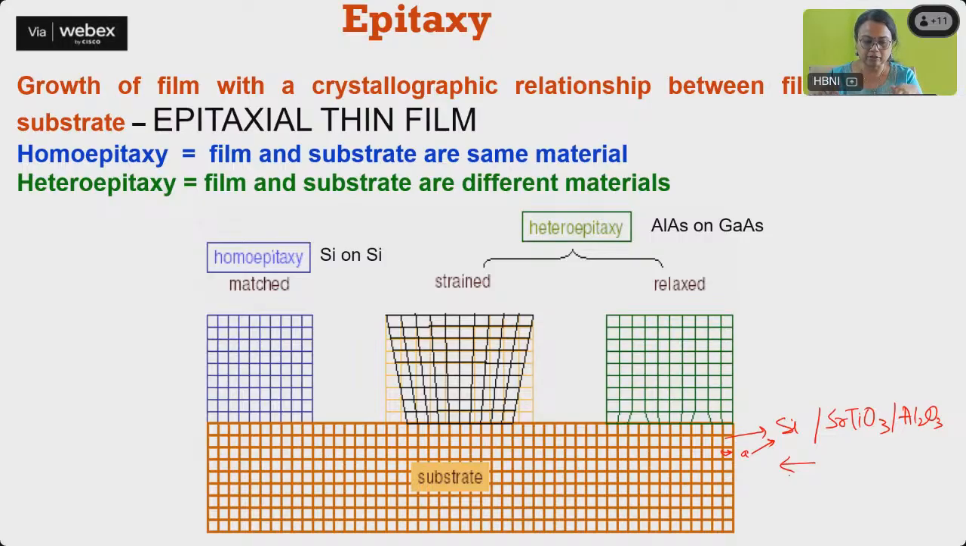Like if you remember, we studied homogeneous nucleation and heterogeneous nucleation. Remember? All of you remember or no? Answer me first. Homogeneous nucleation and heterogeneous nucleation in single crystal growth.